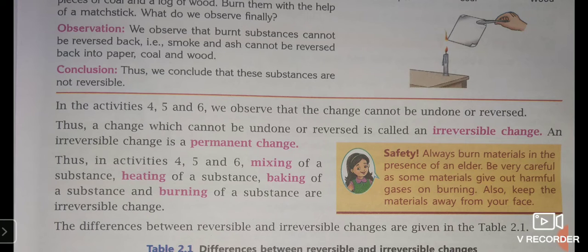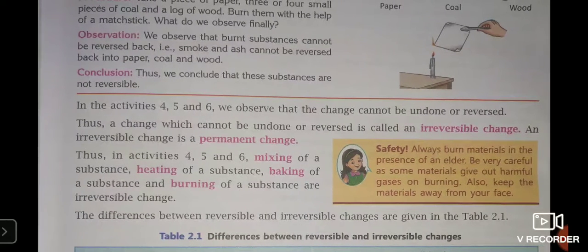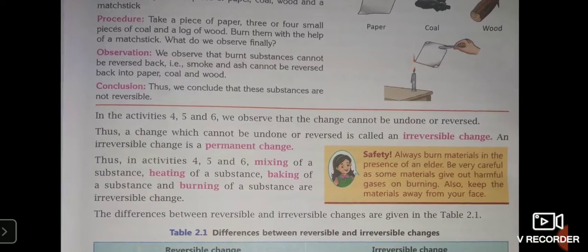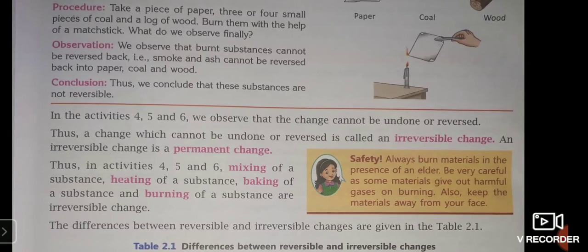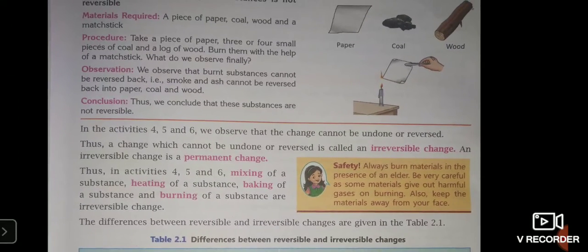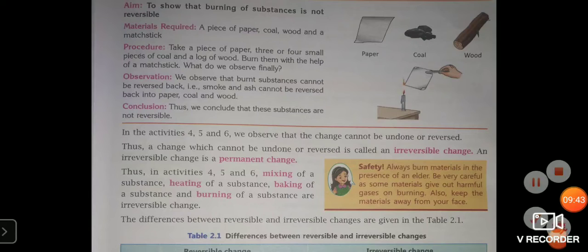Thus, in activity 4, 5, and 6, mixing of substance, heating of substance, baking a substance, burning of a substance are irreversible change. And my dear students, whatever process I've told you, like burning, heating, baking, etc., if you try it at home, do it in presence of an elder because I don't want any activity to be done without the permission or without the presence of your parents. Please remember, in school, we demonstrate the activities so that you are aware of the safety norms of those activities.